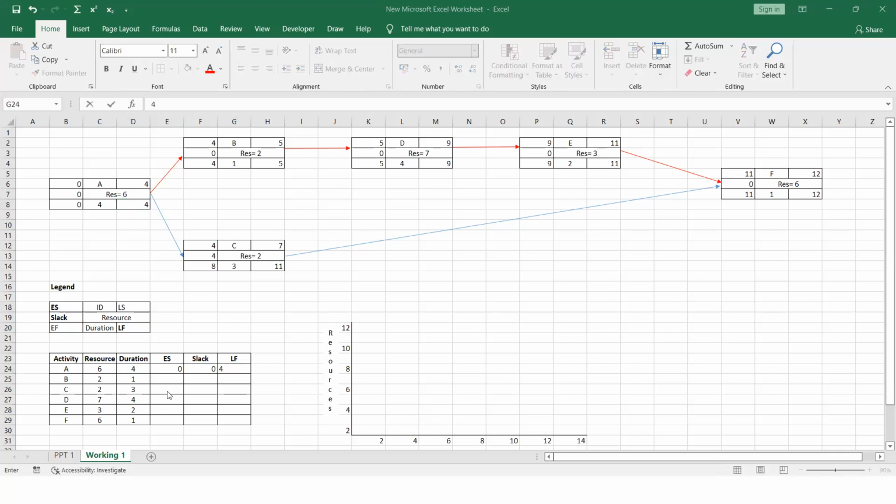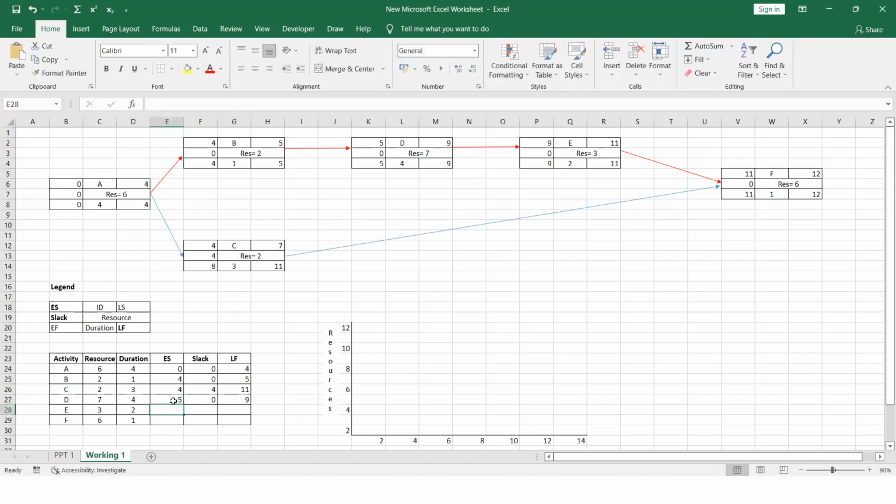Right. So likewise, you have to do this for each of these activities. For activity B, early start is 4, slack is 0, and late finish is 5. For activity C, early start is 4, slack is 4, and late finish is 11. And for activity D, what is the early start? Early start is 5, slack is 0, and late finish is 9.